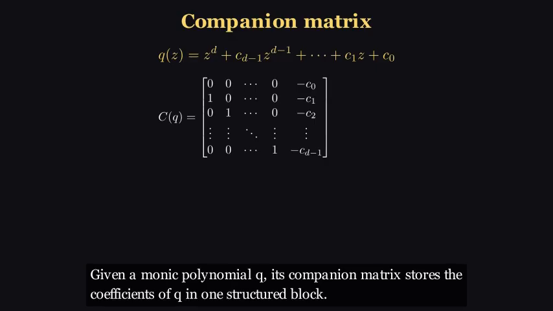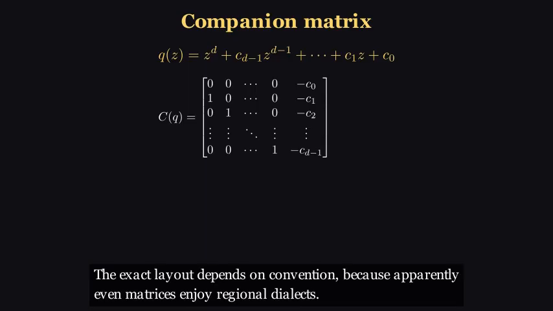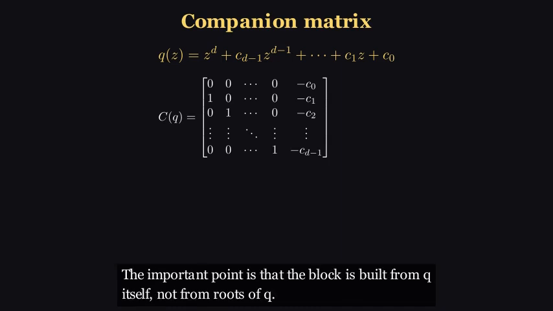Given a monic polynomial q, its companion matrix stores the coefficients of q in one structured block. The exact layout depends on convention, because apparently even matrices enjoy regional dialects. The important point is that the block is built from q itself, not from roots of q.